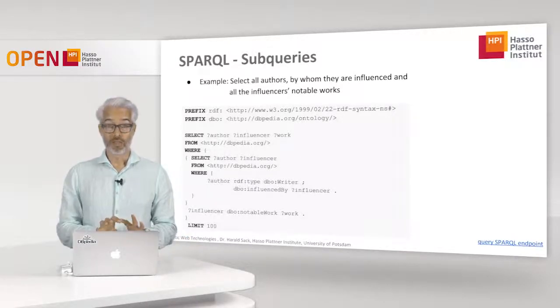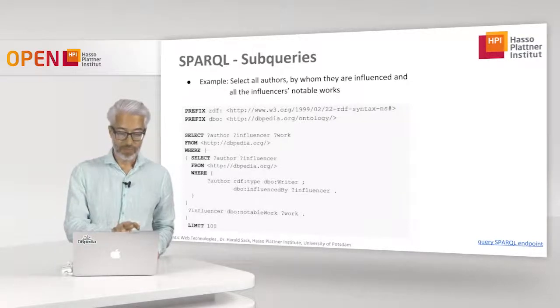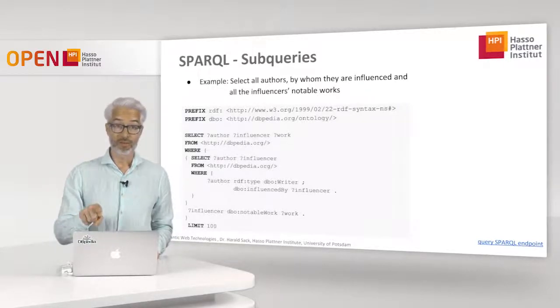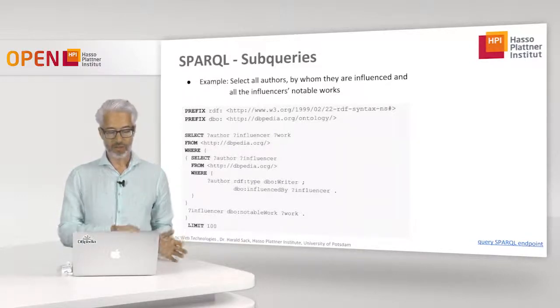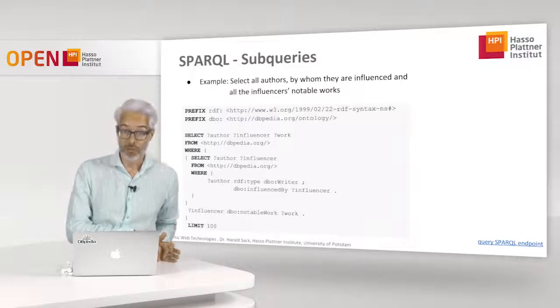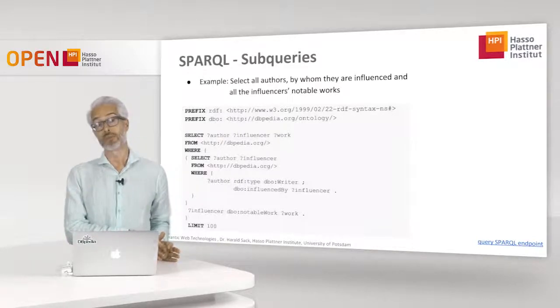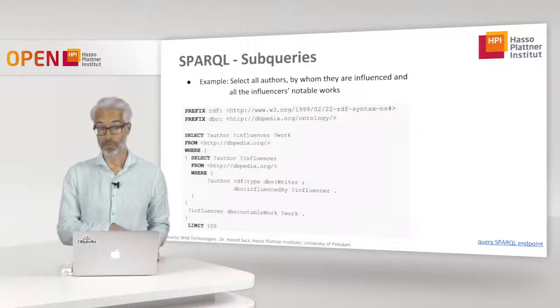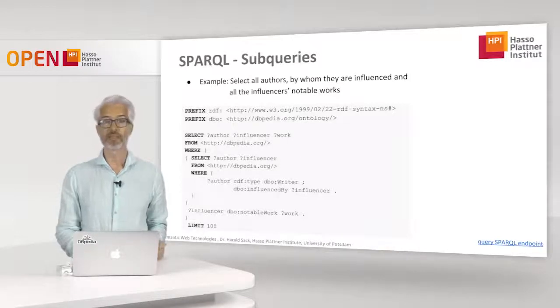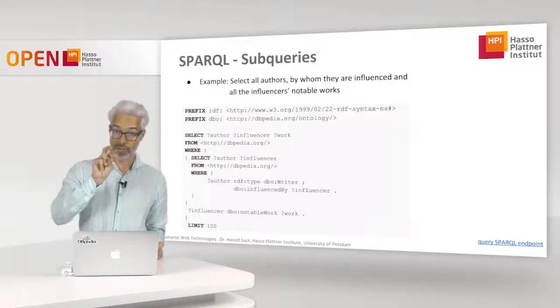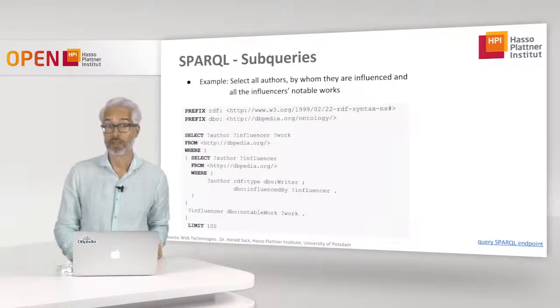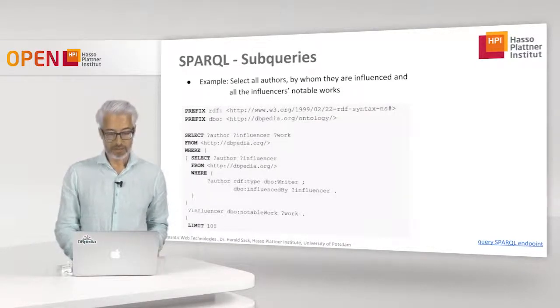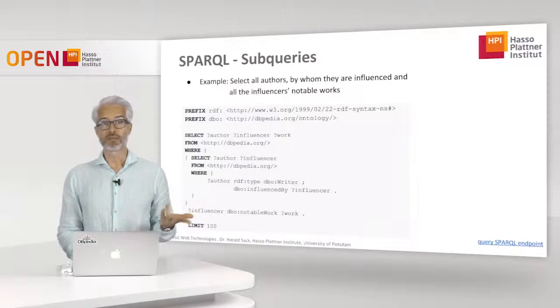And now I join the result of this subquery with the where clause of the outer query, which goes on like this: I'm looking for the notable works of the influencers. So I'm looking for a triple which consists of influencer, DBO notable work, and work. And then they will be combined simply with the influencers which come from the result of the inner query. So in the end, you will get a list with authors, influencers, and the notable works of the influencers.